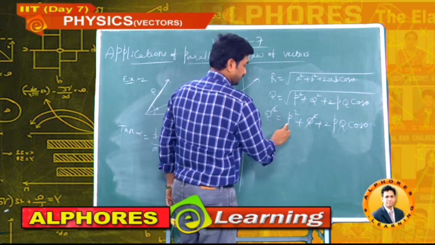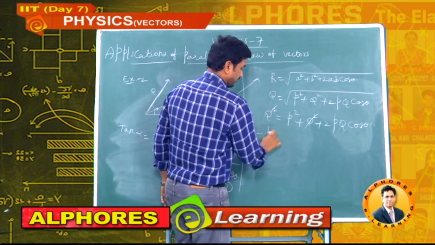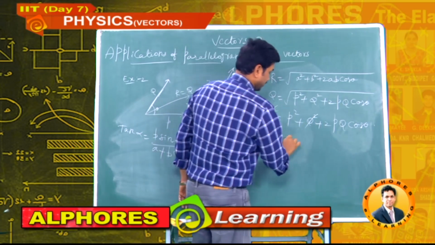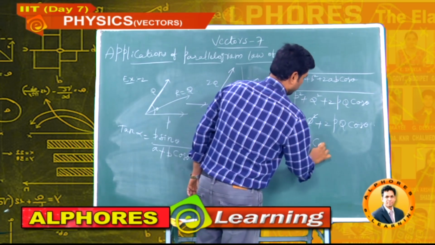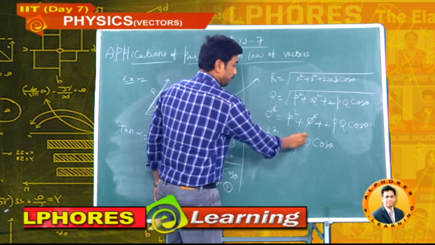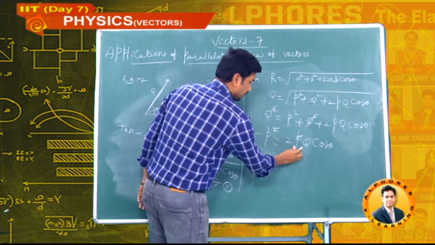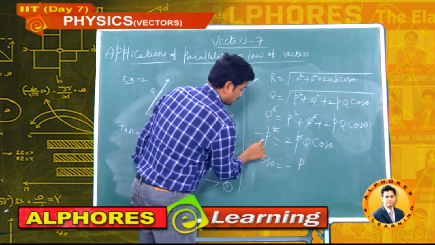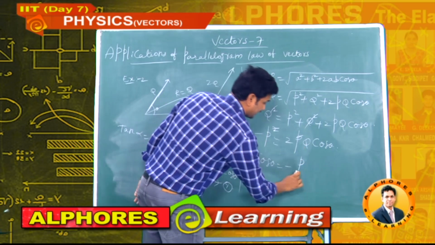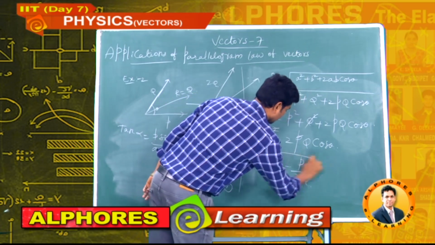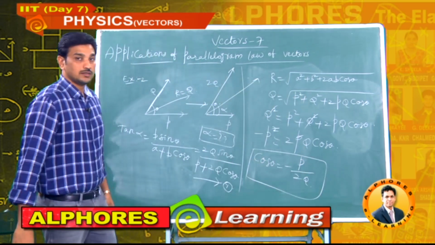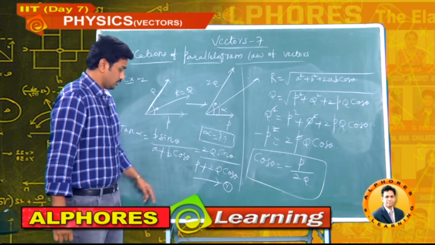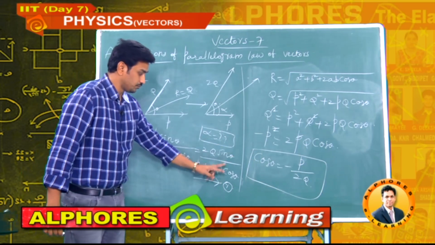Now here, can I take P square to this side? Minus P square, 2PQ cos theta. P cancelled out. Now remaining 2Q cos theta, here minus P, 2Q I will take to the left side. Now what is the value of cos theta? Minus P by 2Q.